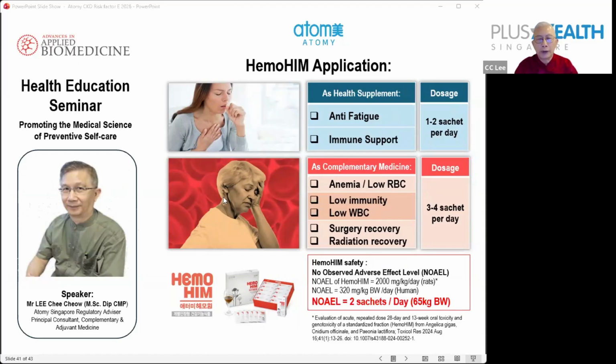But if you want to use it as a therapeutic, which means you use it as a medicine, the dosage for the medicine will be higher than the normal maintenance dosage, right? So in this case, you can use hemohin as a medicine for anemia, low immunity, or low white blood cell count, or for a person who has just had surgery and requires surgery recovery and radiation recovery. In this case, the application dosage can be up to 3 to 4 sachets per day.